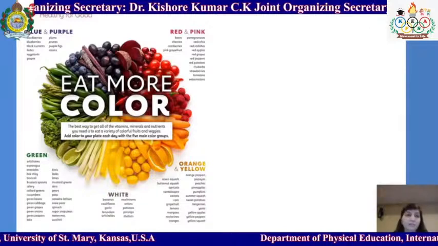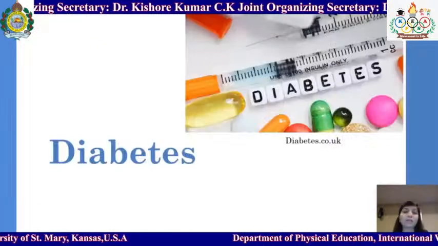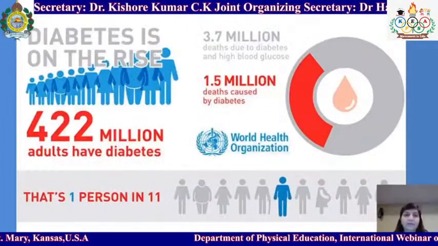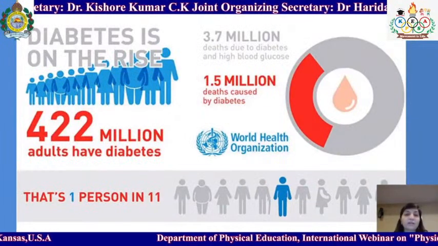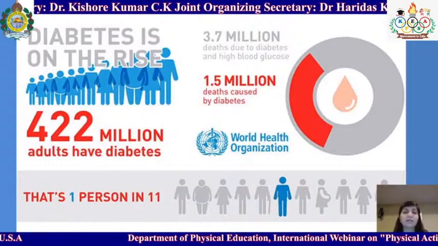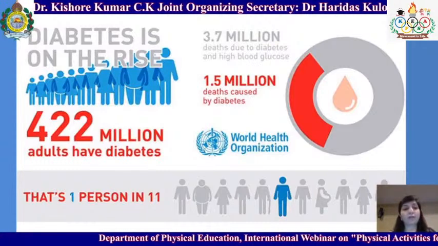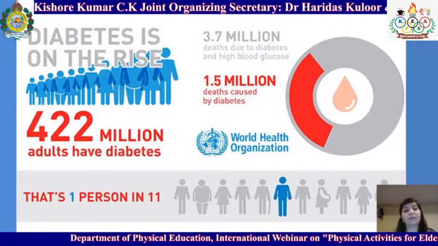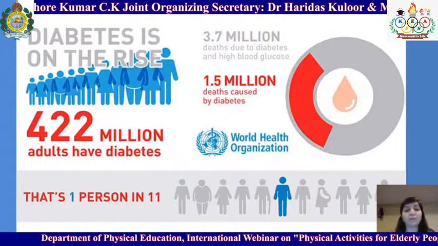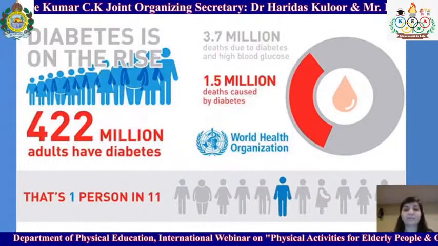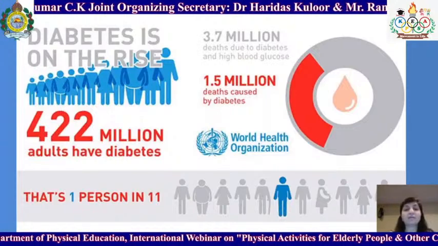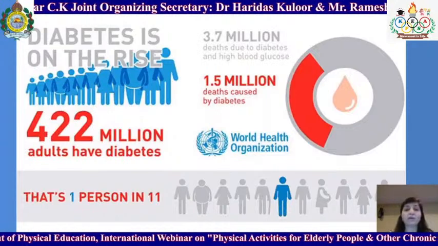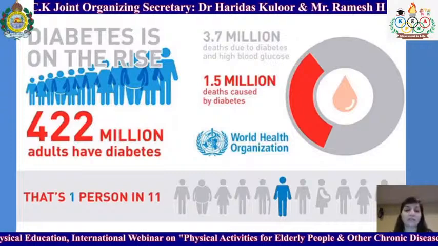We will now move on to talking about diabetes. Diabetes is another debilitating and chronic disease. About 422 million people have diabetes around the world. That is one in 11 people. Diabetes causes around 1.5 million deaths.